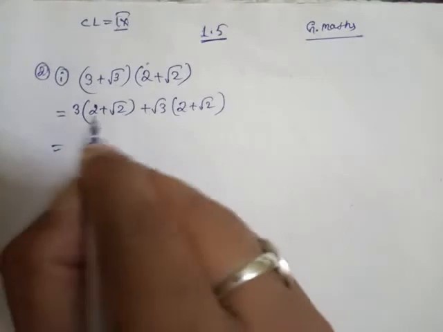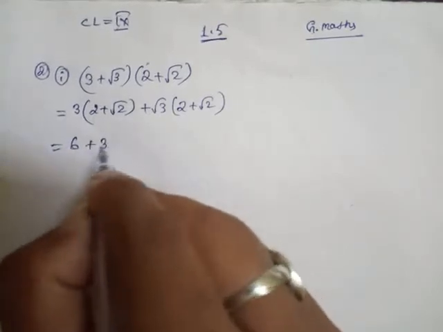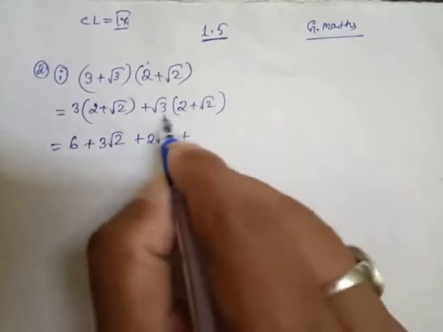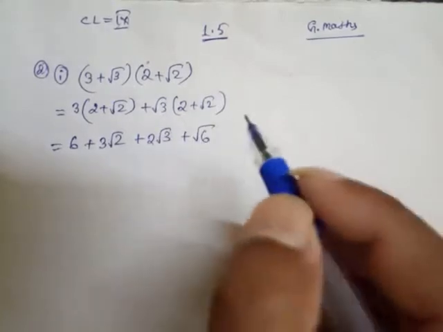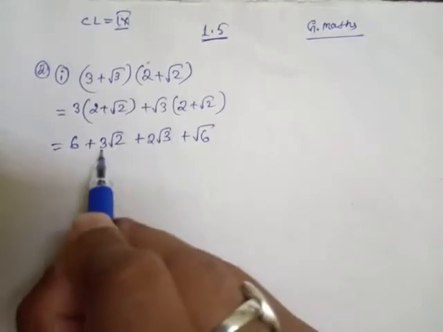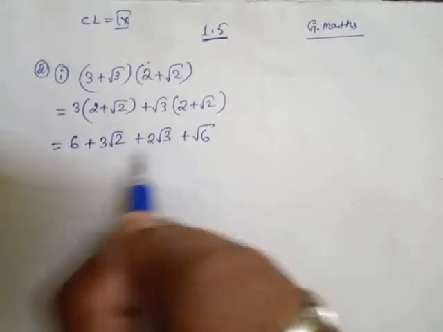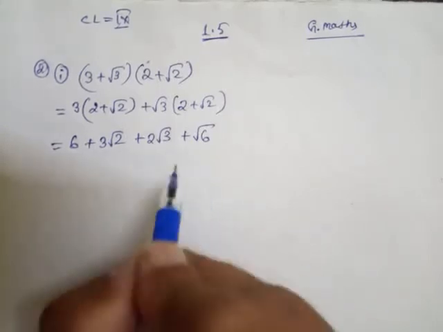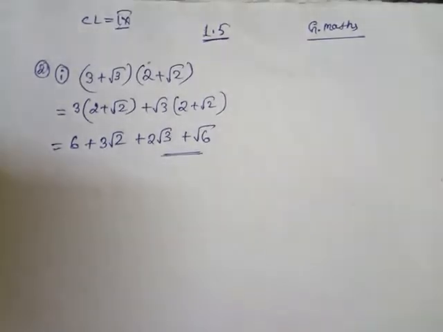Now 3 times 2 is 6, and 3 root 2, here again 2 root 3, and root 3 times root 2 is root 6. Now look, we cannot add 3 root 2 and 2 root 3, because they are different terms. That's why we cannot add these, and there is 6 only, and root 6 cannot be added. So this is the answer of the first question.